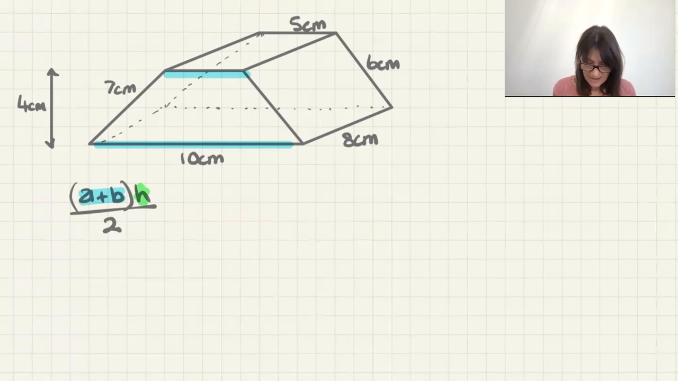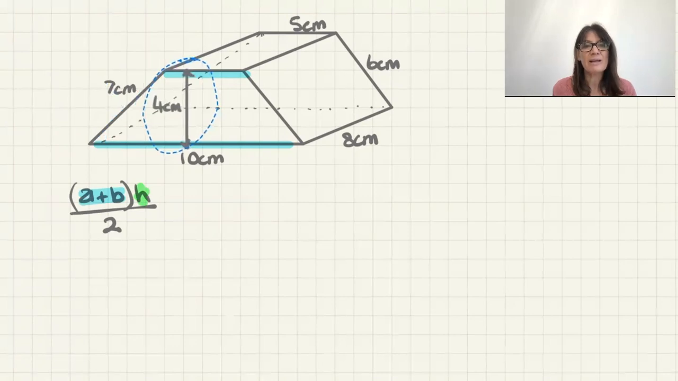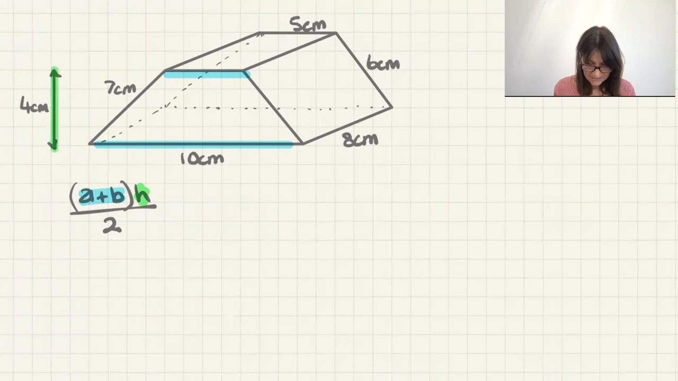And you can see that if I just drag that in, you can see how that would make a right angle. They just haven't included it in the diagram. They popped it to the side of the diagram. So my height is here, and it's 4 centimeters. So I am going to be doing 10 plus 5. I'm going to times that by 4. So 10 plus 5 is 15, and 15 times 4 is 60. I then half that answer, and I've got 30.